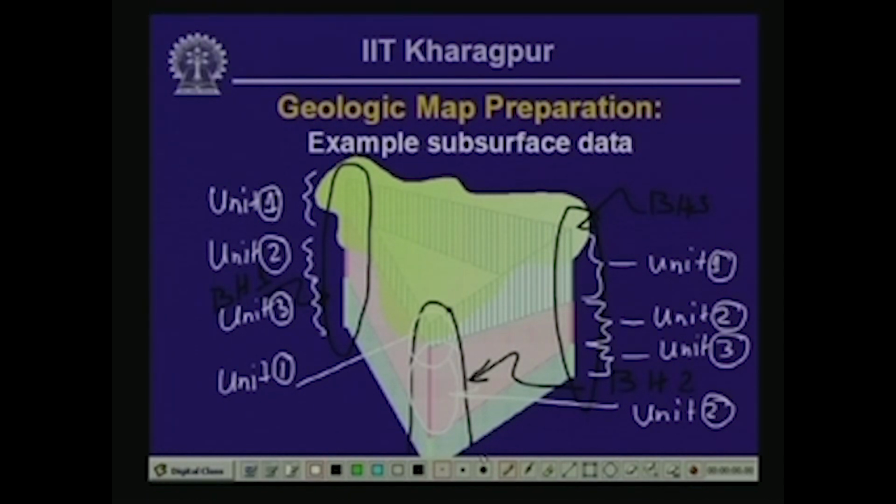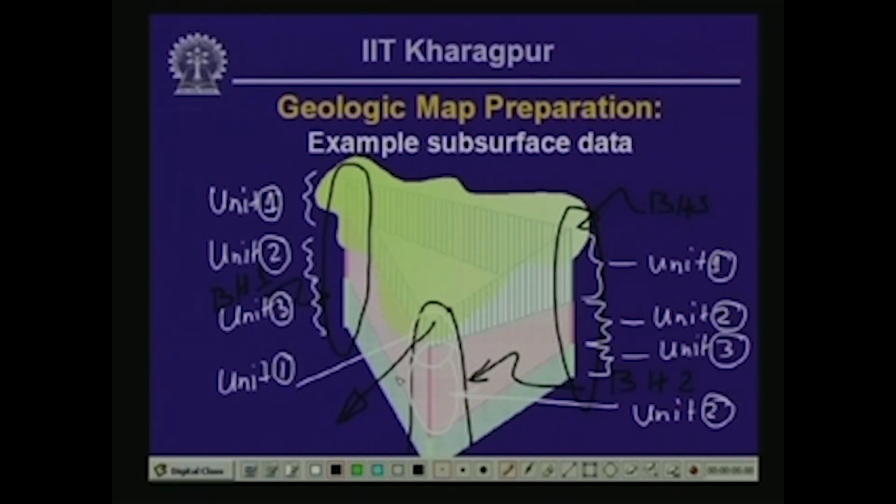For instance, it appears that unit 1 may actually pinch out if one moves a little bit further towards you compared to borehole 2. So, if you come further near from borehole 2 towards you in this direction, then it might so happen that the superficial unit 1 actually may disappear altogether, and that is called pinching out of a particular geologic unit.